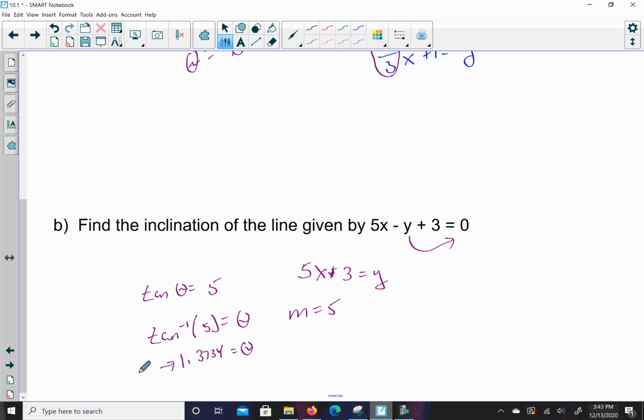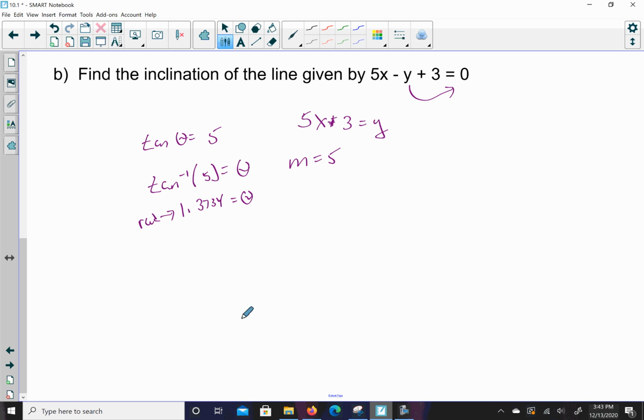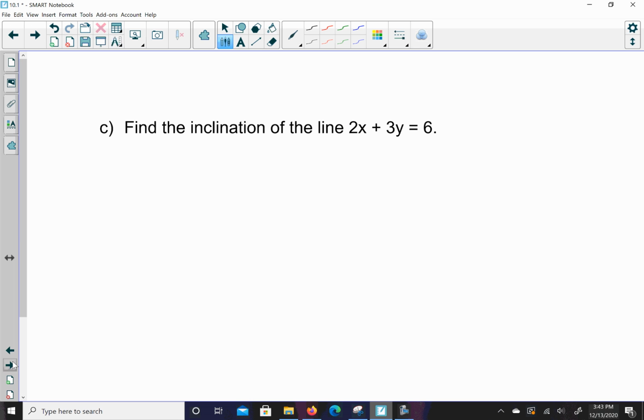That's my answer in radians. And then to change it to degrees, I'm either multiplying by 180 over pi, or I'm going to use the DD button on my calculator, and in degrees, I'm going to get an answer that's 78.69 degrees. So that's good. When the tangent's positive, that's pretty simple, pretty straightforward.